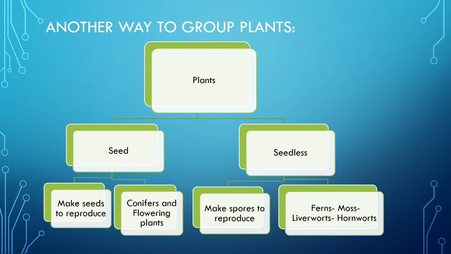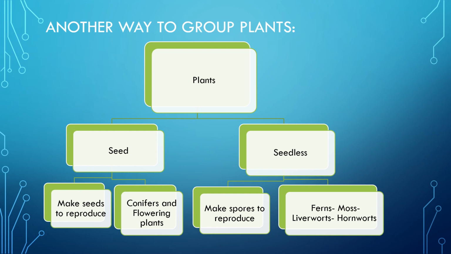Another way to group plants, a different way scientists chose, is whether they are seed or seedless. That's a different way to group plants. So now they are being grouped according to how they reproduce. Seed plants reproduce by making seeds, like the conifers and the flowering plants. Seedless plants don't make seeds, they reproduce by making spores.